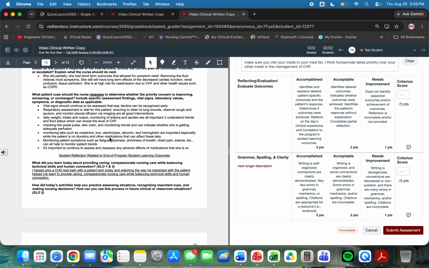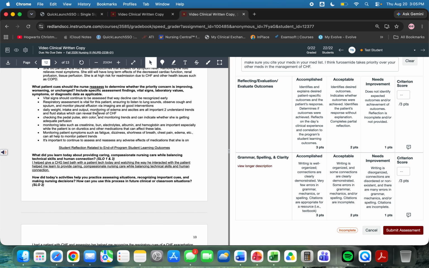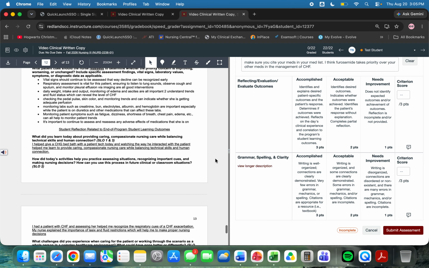What patient cues should the nurse reassess? We're always looking for them to tell us, reassess vital signs, reassess those big picture items that are going to trend whether our patient is improving or declining quickly. So she says vital signs, respiratory assessment, daily weights, I's and O's, pedal pulses, skin color, labs. She does a really good job at pinpointing the big factors that we can consistently reassess in this patient to see how they're doing. And so that is the majority of that.